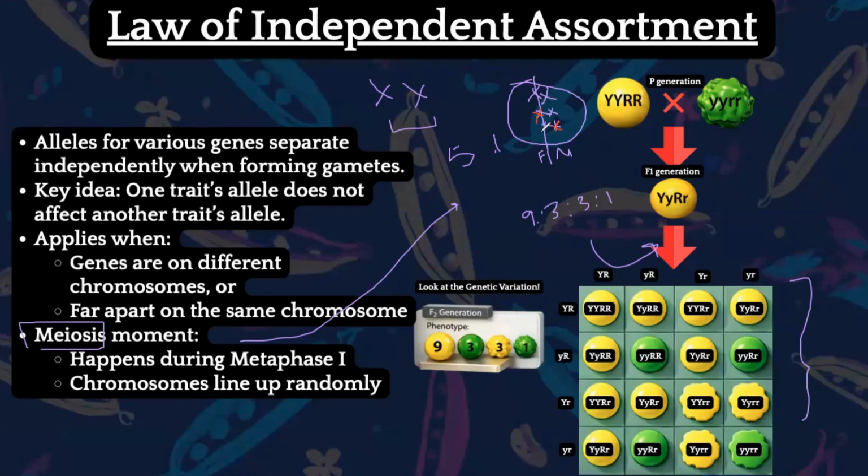So that's what the law of independent assortment says, that the alleles for various genes separate independently in that step of meiosis, and because of this, one trait allele does not affect another trait's allele. So when we're doing these dihybrid crosses, we know that these genes are on different chromosomes and they're far apart. So this is why we are basically trying to predict all the possible ratios and probability that we can have.